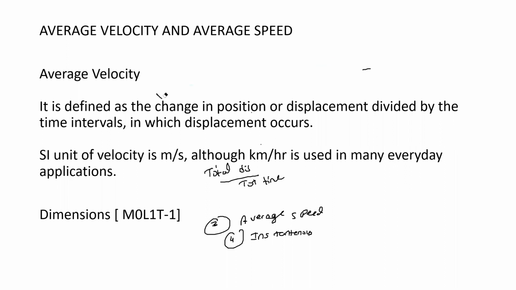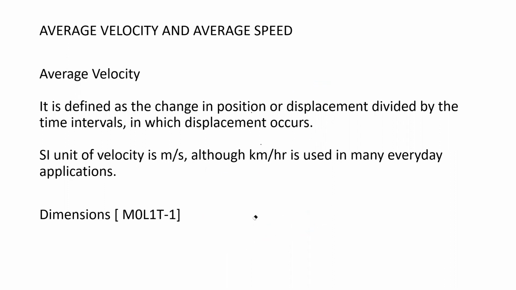Then instantaneous speed. As the term indicates, instant is the given instant of time. In the given instant of time, the distance covered by the body is called instantaneous speed. Means suppose I say in 2 seconds, what is the distance covered? That we need to understand here by using instantaneous speed.